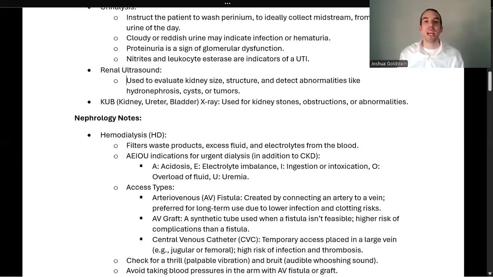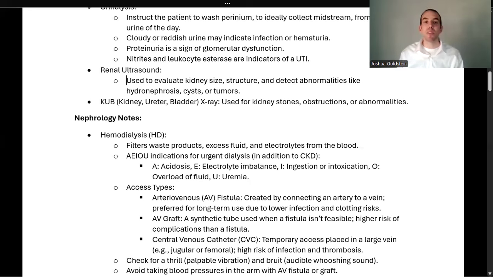A is acidosis, E is severe electrolyte imbalance. This is very uncommon and would have to be really severe for us to do this. I is ingestion or intoxication, something like an aspirin overdose. If it's really severe and life-threatening, they would get dialysis. O is fluid overload, where we have no other way of getting the fluid off, which is again relatively uncommon other than in a nephrology patient. And U is uremia, where we have a really high BUN showing that the kidneys are not getting rid of the urea that's in the blood.